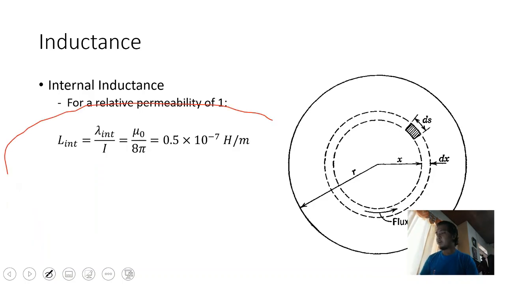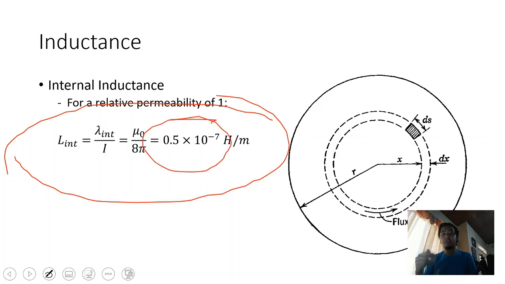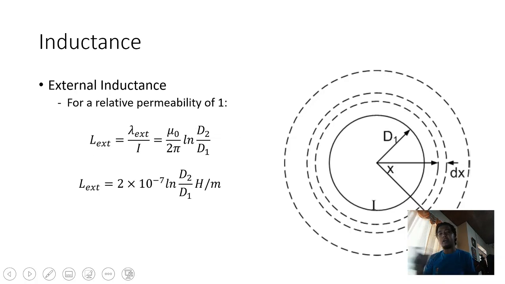This formula is 0.5 times 10 to the negative 7 Henry per meter. Again, take note, all of these parameters are per meter because we are assuming that we are taking the derivation from a line that is 1 meter in length. So we are per unit length, per meter. You may want to remember this 0.5 times 10 to the negative 7, or if you want, you can use mu naught over 8 pi. They are the same. You have your mu naught and pi on your calculator.